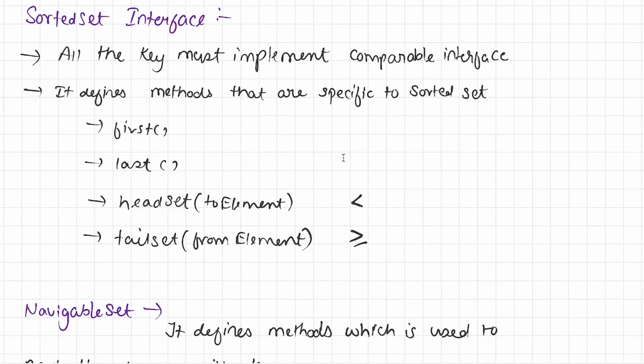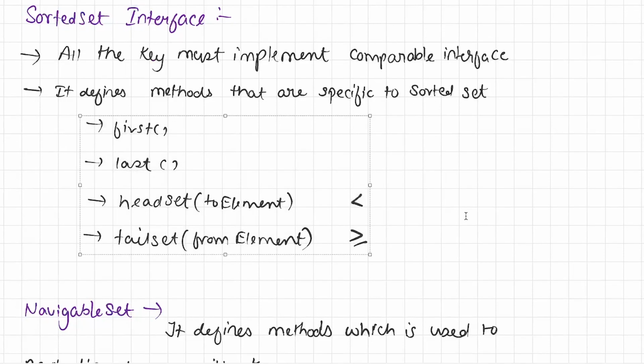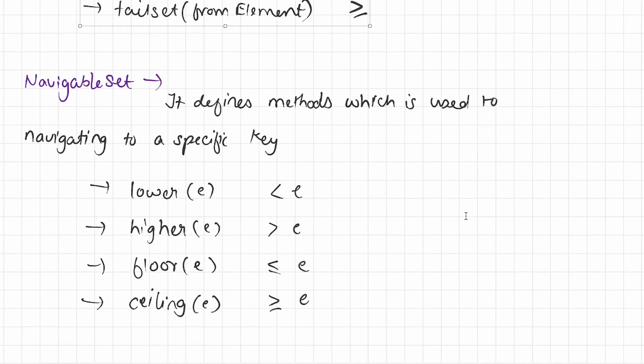Okay, so these are the few methods that are defined in SortedSet, like first to get the lowest element in the set, and last method to find the greatest element in the set. headSet is a method that is used to find a set of elements which is less than the given element, and tailSet is a method that is used to find the set of elements that is greater than or equal to the given element. Okay, so guys, if these methods are not clear to you, then we will see all these methods practically in the upcoming hands-on demo. Now let's move on to the next interface, that is NavigableSet.